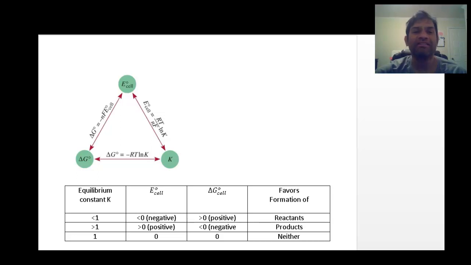Before we begin our practice problems, I just want to go over this table that discusses the relationship between the voltage of an electrochemical cell, the delta G of a reaction, so the delta G can either be exergonic or endergonic, we call that free energy, and its relationship to an equilibrium.